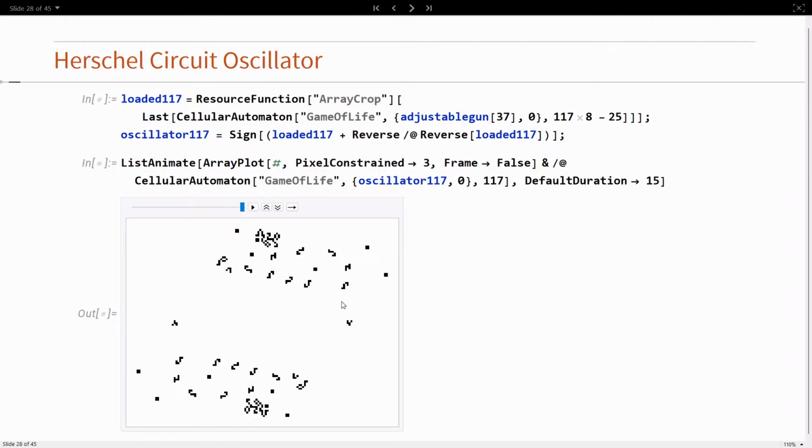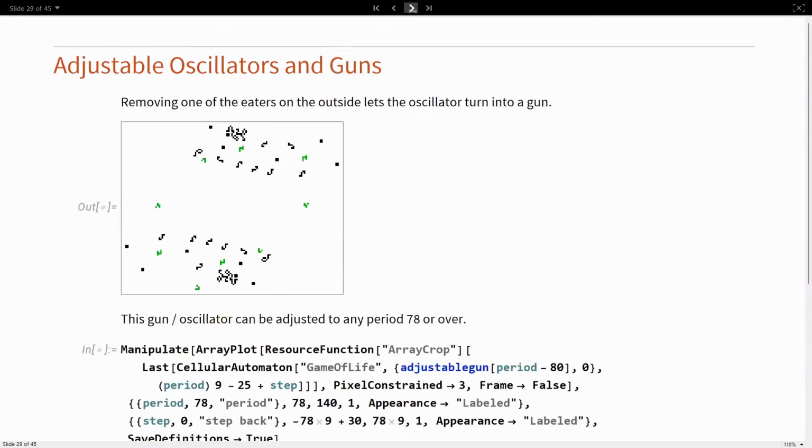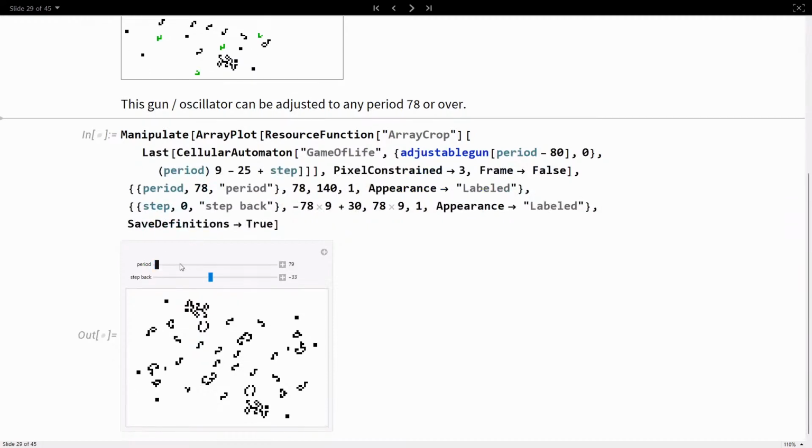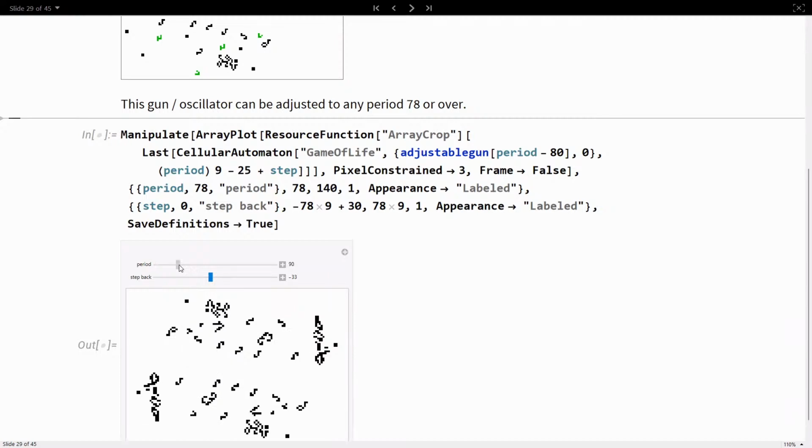However, this oscillator can be stretched. If we move these shapes here diagonally this way, we can increase the period of this oscillator by 1. And we can also move these closer together. As seen, so here's the signals. Here's a manipulate, which will allow you to do any period over 78.